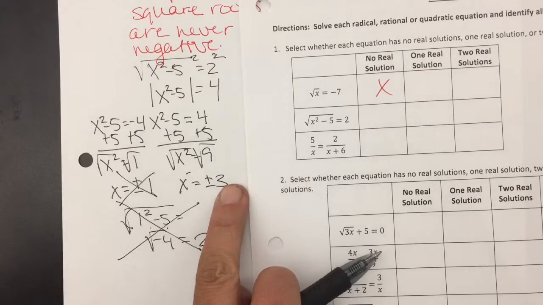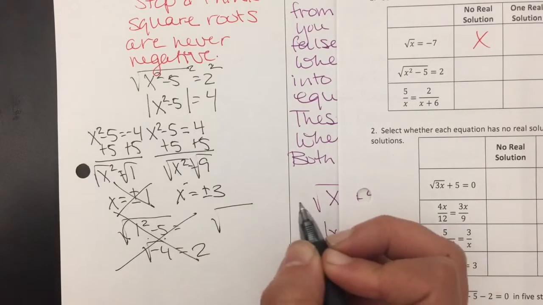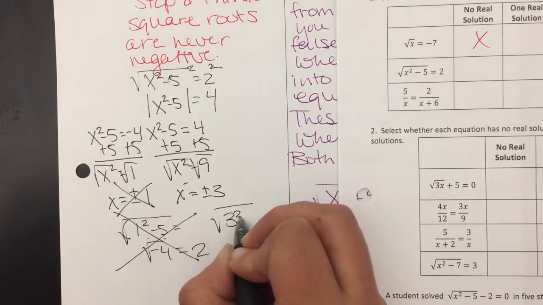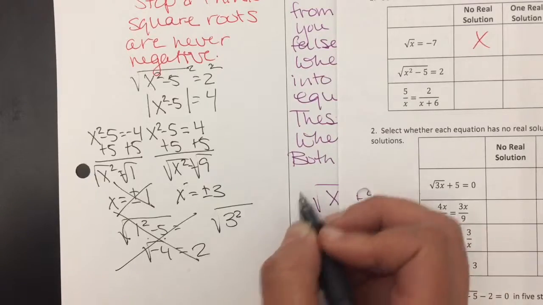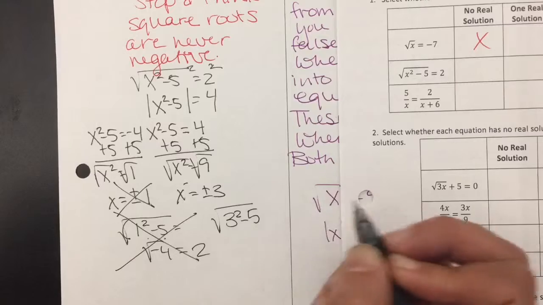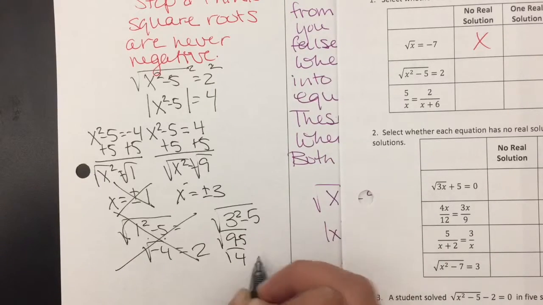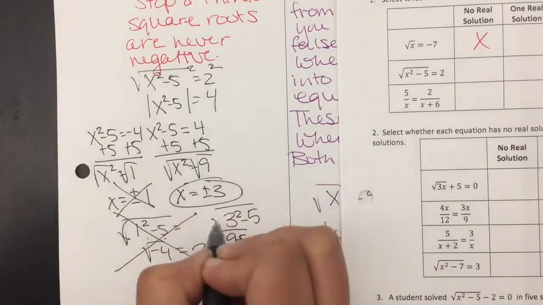Now my chances are that these could both work, and if I think about it, it doesn't matter if it's a positive 3 or a negative 3, because negative 3 squared or positive 3 squared are both positive 9. Square root of 9 minus 5 is square root of 4, and square root of 4 does equal 2. So that one worked. But I have plus and minus, I have 2 answers there.